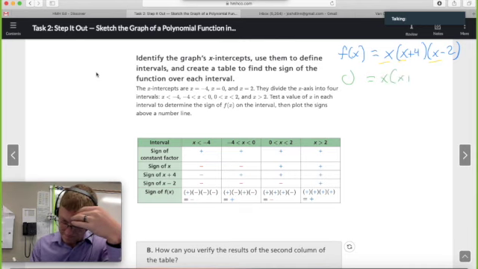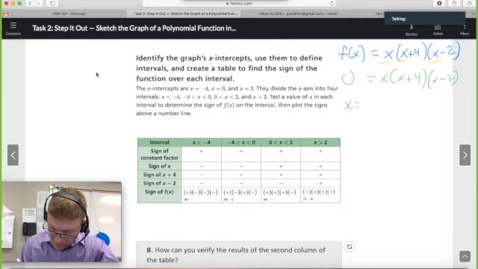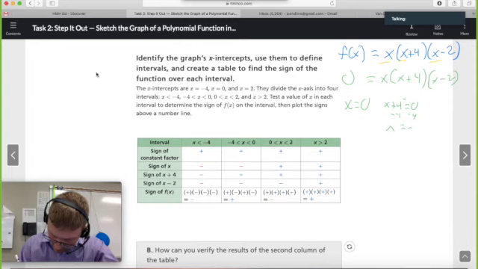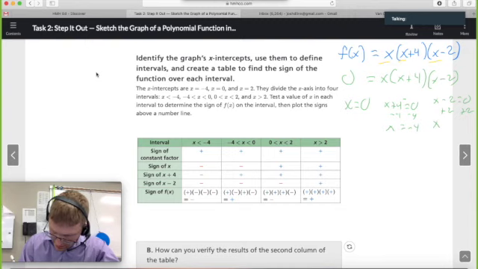So x minus 2. If any one of these factors is 0, the whole thing would be 0. So here we go. If x equals 0, the whole thing would be 0. If x plus 4 equals 0, that means minus 4, minus 4, x equals negative 4. Or if x minus 2 equals 0, same thing, plus 2, x equals positive 2.